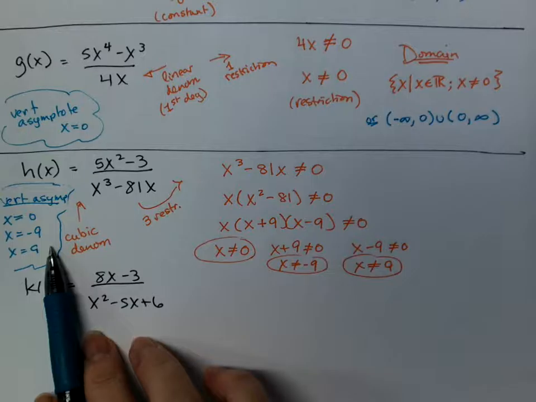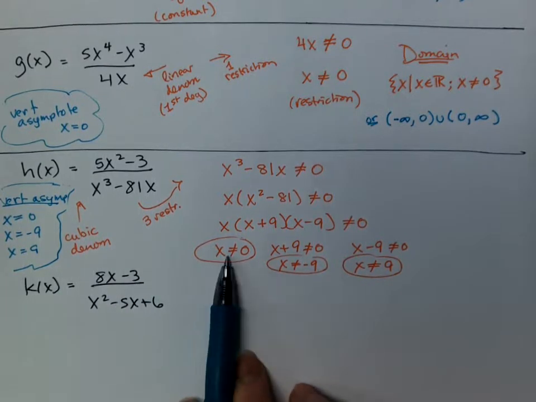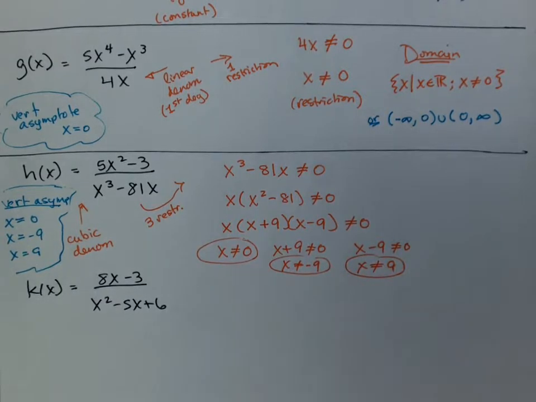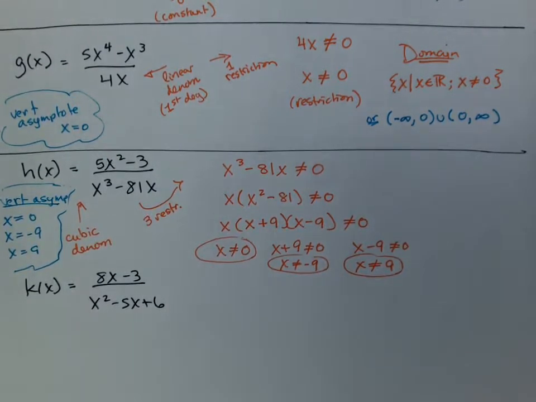Okay? Because these are the restrictions. These are the things that x cannot be in the domain, which means that forms a vertical dashed line that the graph will never touch. It will approach and get closer and closer and closer to it, but it will never get there.